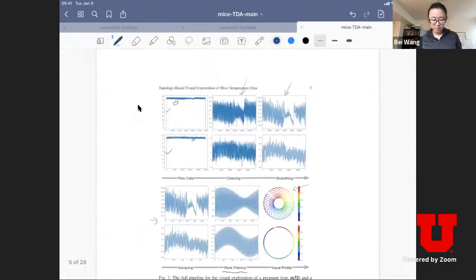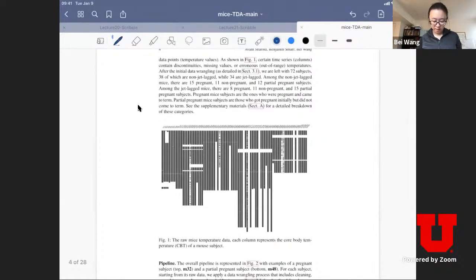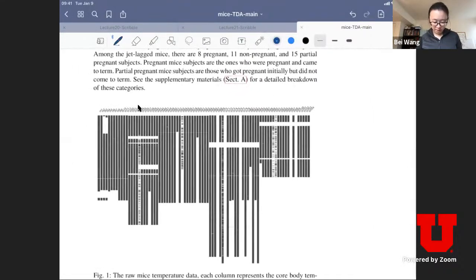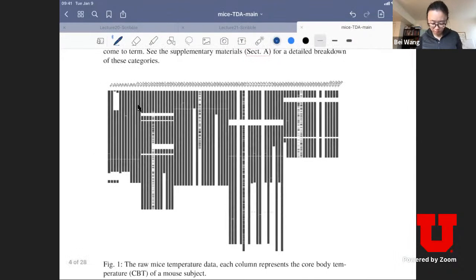So first of all, let me show you the raw data set. There are 104 mouse subjects, and each column is the temperature collected. You can see the raw data, and this is true for a lot of practical applications. The raw data has discontinuities, outliers, and so on and so forth. So there has to be some initial processing of this data.